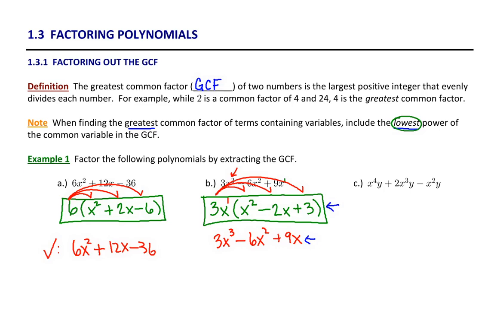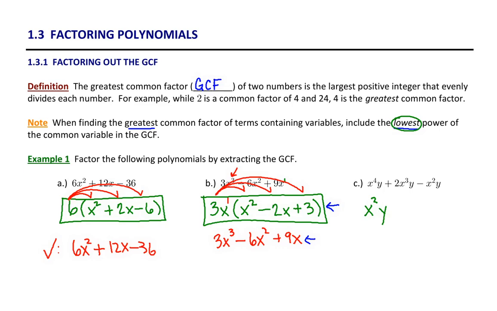Okay, one last example. We have 3 terms in this polynomial. Notice all 3 terms contain both an x and a y. The coefficients don't have anything in common other than 1, so our GCF will have a coefficient of 1. But let's look at just the x parts first. We're going to take out the lowest power of x that they have in common, which in this case is x squared, and notice all 3 terms have a y. So we have a multivariable GCF here.